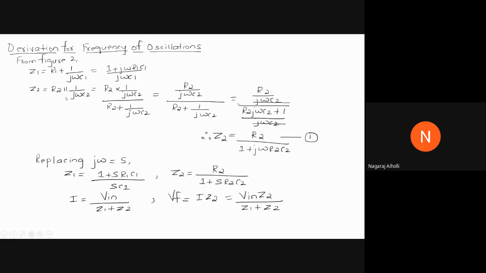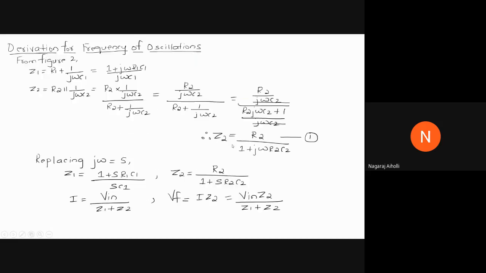If we take the parallel of these two, we get R2 into 1 upon j omega C2, divided by R2 plus 1 upon j omega C2. That comes out to R2 divided by j omega C2, divided by R2 j omega C2 plus 1 over j omega C2. J omega C2 is the LCM here, and j omega C2 cancels, so we get Z2 equal to R2 divided by 1 plus j omega R2 C2. Take it as equation 1.